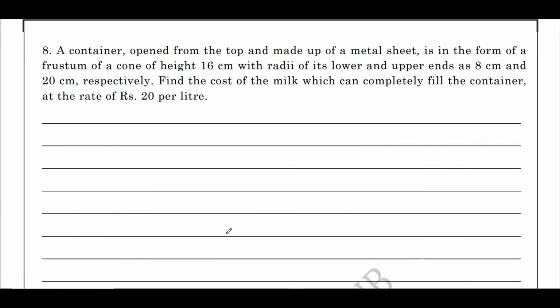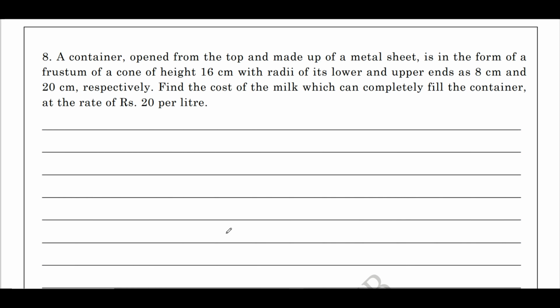Next question, it is also based on finding the volume. A container opened from the top and made up of metal sheet is in the form of a frustum of a cone. Height is 16 centimeter. Radii of its lower and upper ends are 8 centimeter and 20 centimeter. You should find out the volume of the frustum of the cone and multiply it by 20. You get the answer.